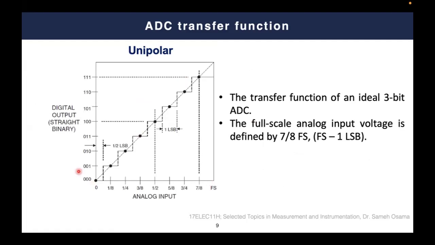So we are scaling from 0, Fs over 8, 2 Fs over 8, 3 Fs over 8, 4 Fs over 8, 5 Fs over 8, 6 Fs over 8, and 7 Fs over 8, where Fs is the full-scale range. So the delta variation here is Fs over 8.